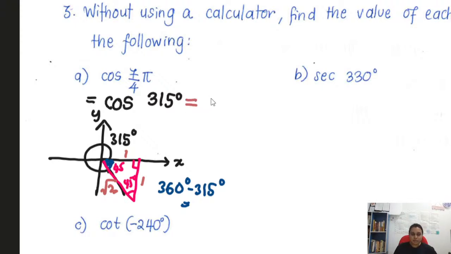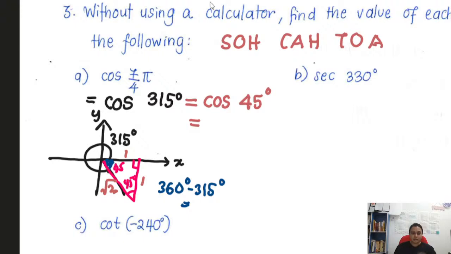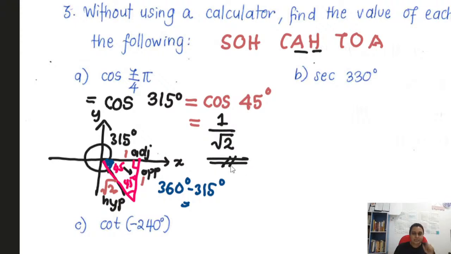So cos 315, kita tukarkan dia kepada cos 45. Okay, so cos, we use Chap Toa. Chap means opposite, this is opposite, this is hypotenuse, this is adjacent. Adjacent dengan hypotenuse, right? So adjacent is 1, hypotenuse is √2. 1/√2 like that. Okay, senang. 1/√2.